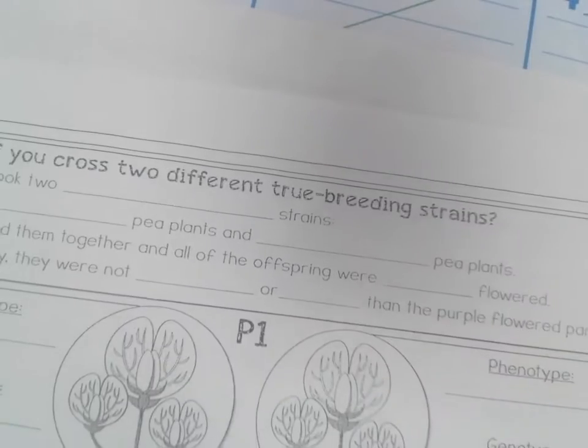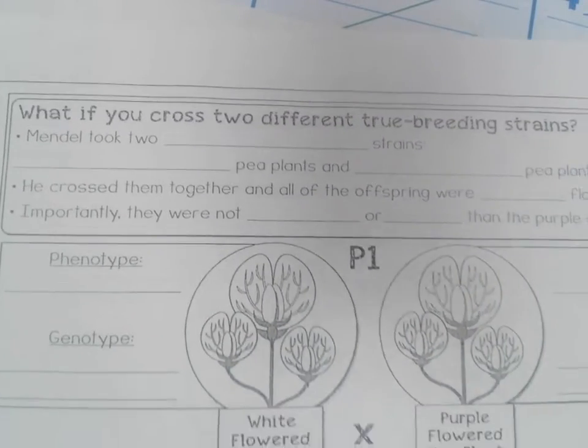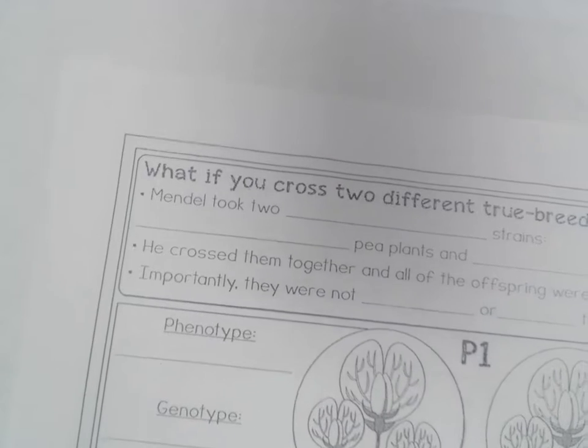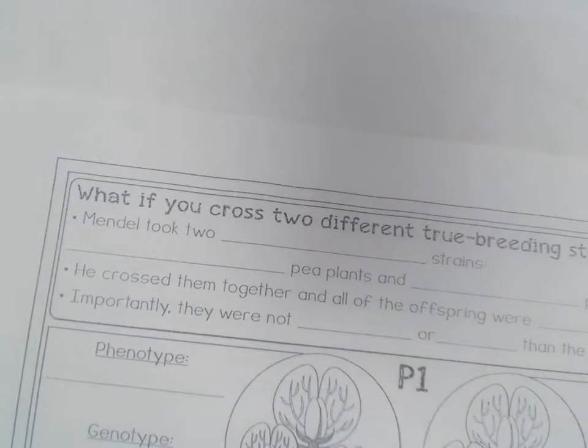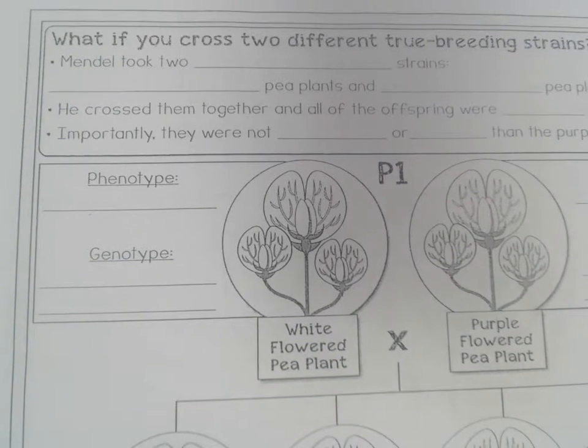Okay, moving on to the next page. Okay, so what then happens? What if you cross two different breeding strains, which basically means now I'm going to take that true breeding white flower plant and the true breeding purple flowered plant, and I'm going to cross those. Because we know if we do purple and purple, we get all purple offspring. If we do white and white, we get all white offspring.